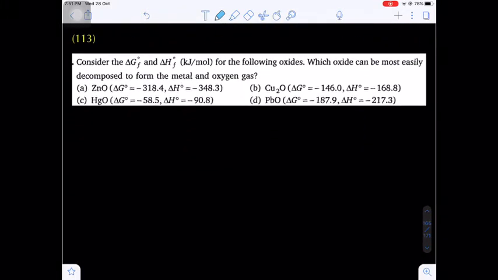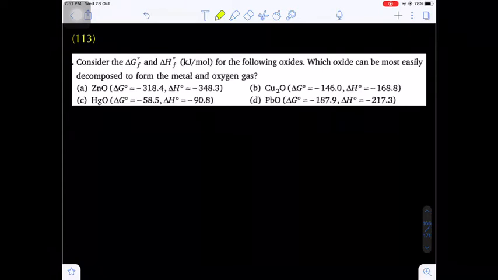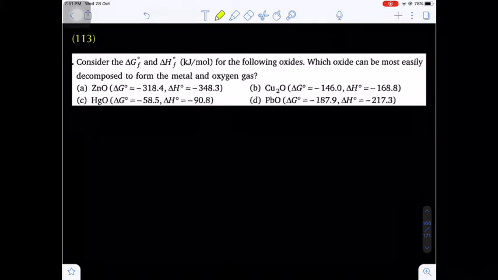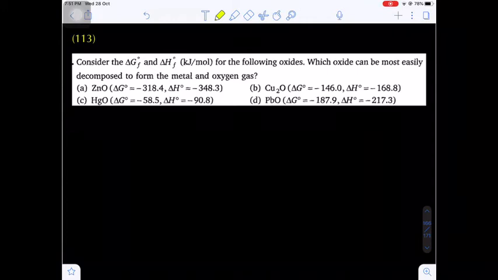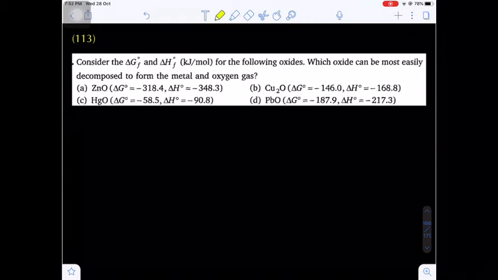Okay. Now question number 113. Calculate the standard Gibbs energy formation value. Consider the standard Gibbs energy formation and standard enthalpy of formation for the following oxides. Which oxide can be most easily decomposed to form the metal and oxygen gas?